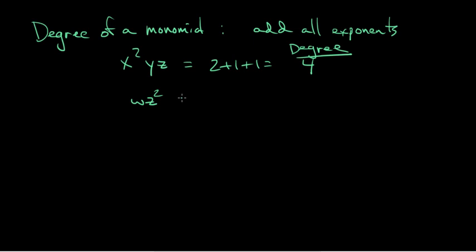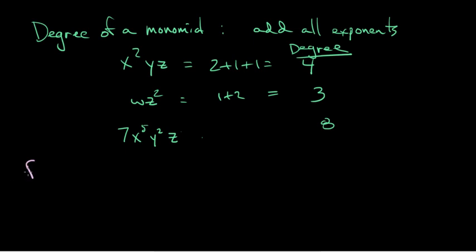Try another one. w z squared. The degree is 1 plus 2 is 3. Okay? And even more, let's say 7 x to the 5th, y to the 2nd, z. And what is your degree? 5, 6, 7, 8. Okay? That's what the degree of a monomial is.